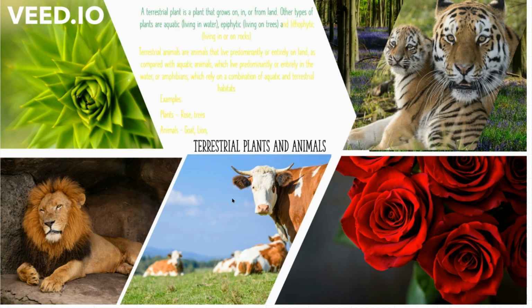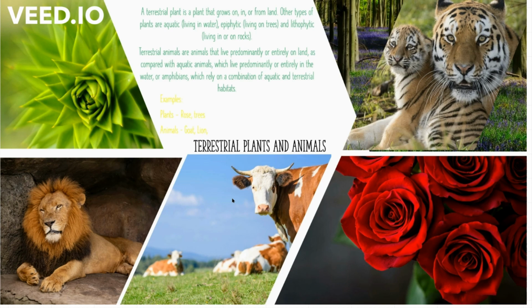Terrestrial plants and animals. A terrestrial plant is a plant that grows on or in farmland. Other types of plants are aquatic, living in water; epiphytic, living on trees; and lithophytic, living in or on rocks.